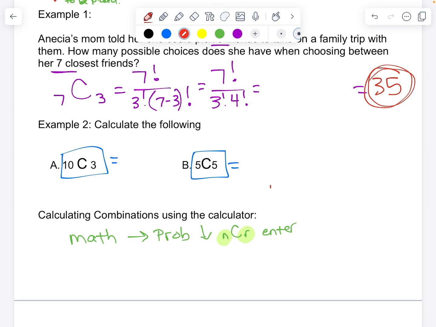Filling in our answers on our sheet, we have 120, and we also have 1 for that last question. These are your final answers for example 2.